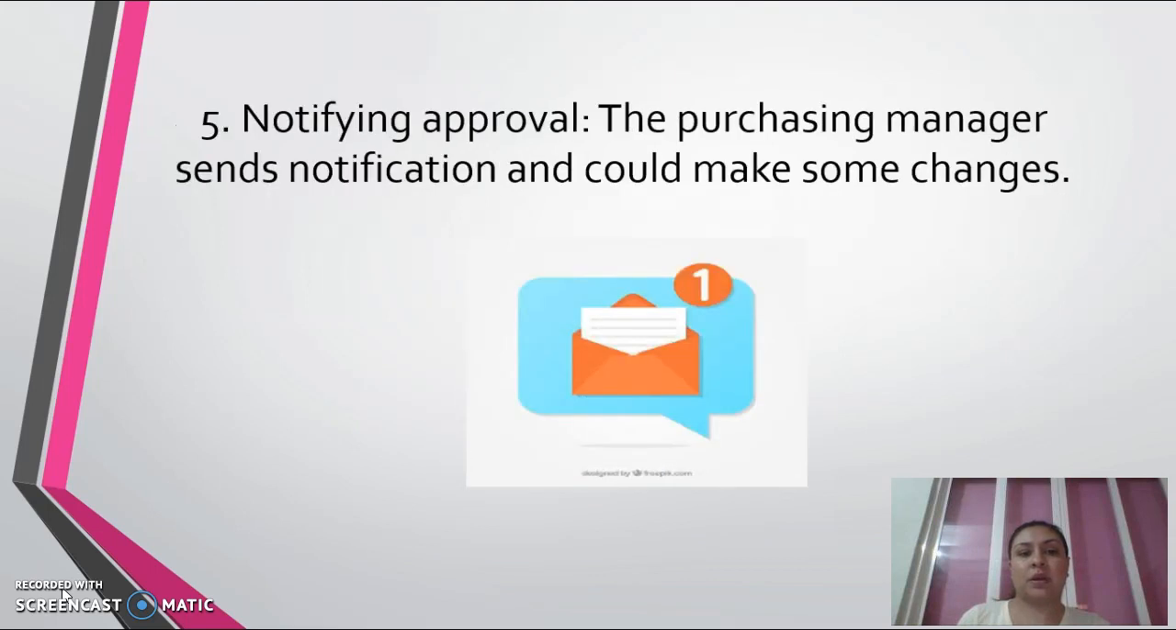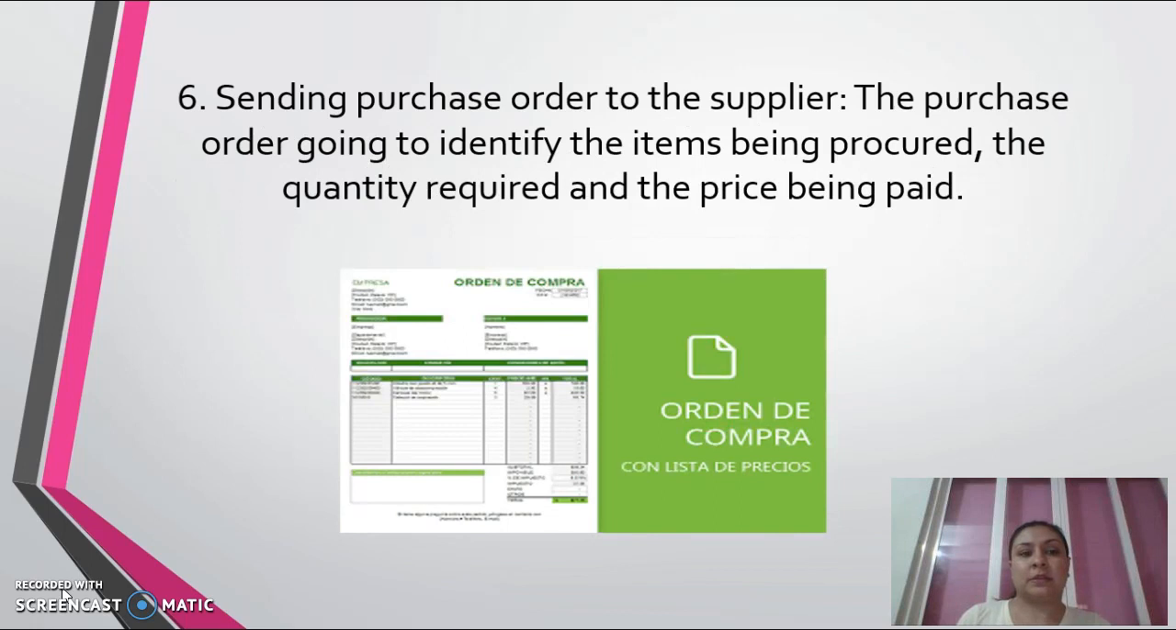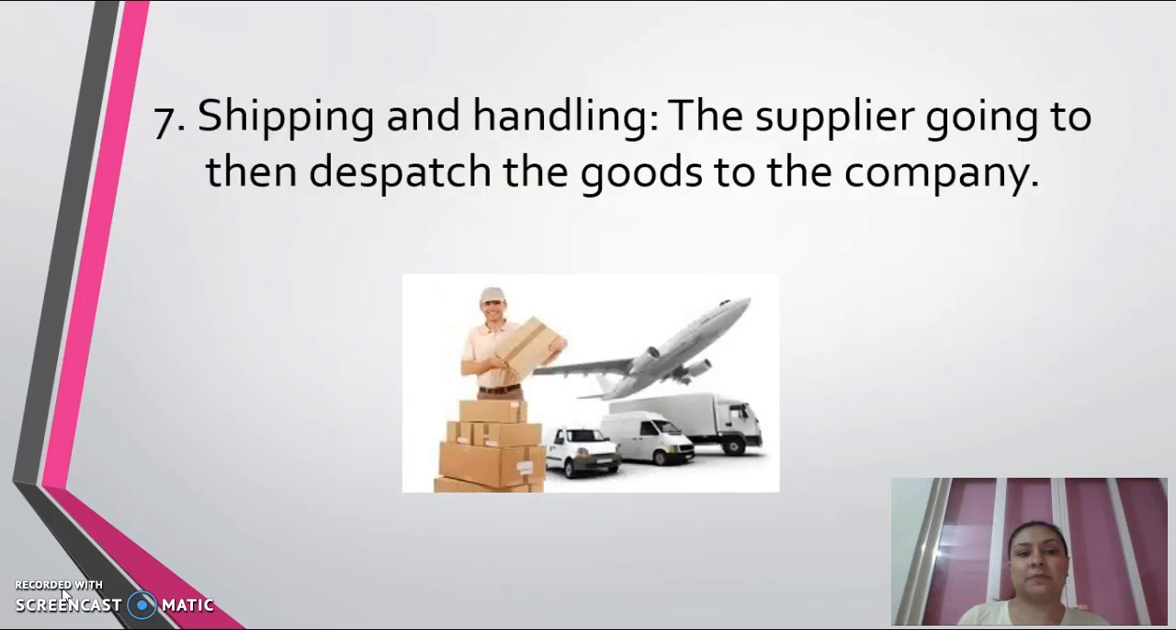Fifth, notifying approval. The purchasing manager sends notification and could make some changes. Sixth, sending purchase order to a supplier. The purchase order is going to identify the items being procured, the quantity required, and the price being paid.